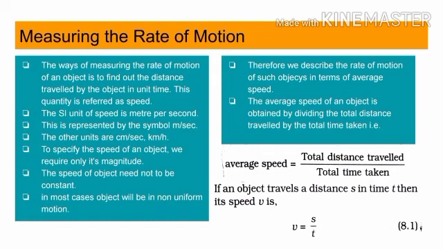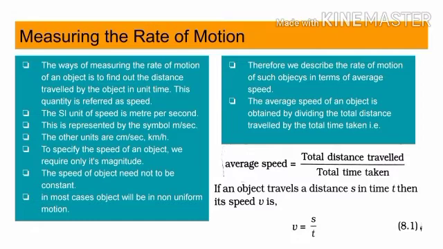Measuring the rate of motion. The way of measuring the rate of motion of an object is to find out the distance traveled by the object in a given time. This quantity is referred to as speed. The SI unit of speed is meter per second, represented by the symbol m/s. Other units are centimeter per second and kilometer per hour.